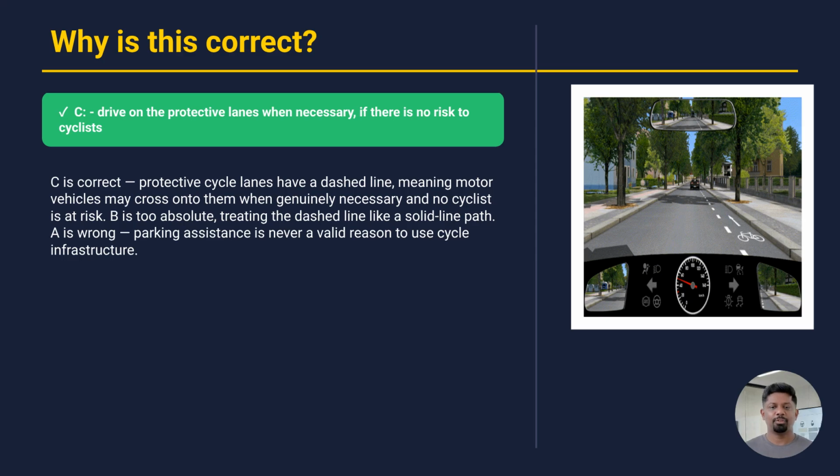C is correct. Protective cycle lanes have a dashed line, meaning motor vehicles may cross onto them when genuinely necessary and no cyclist is at risk. B is too absolute, treating the dashed line like a solid line path. A is wrong. Parking assistance is never a valid reason to use cycle infrastructure. All right, let's move on to the next question.